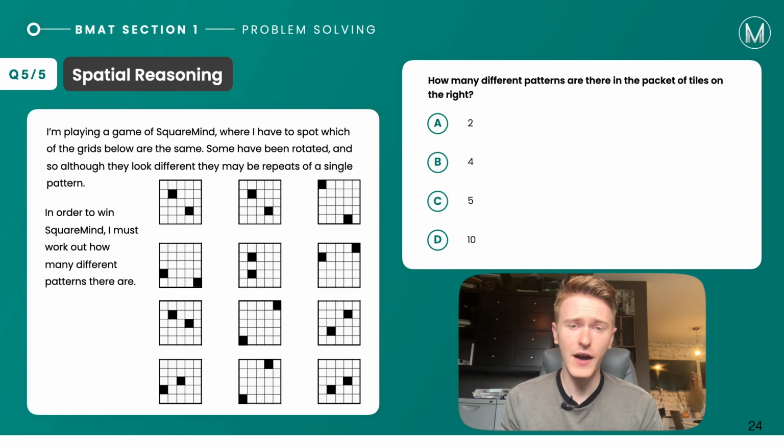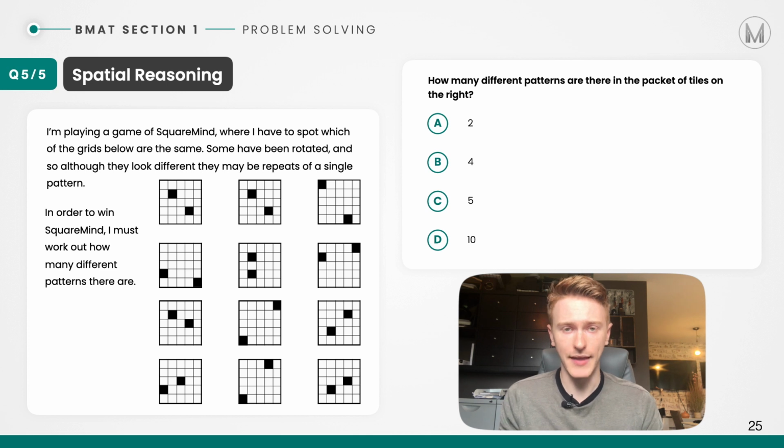Okay, let's move on to our final question of today. Pause the video now and have a go at this question. Okay, let's go through this together. So remembering our rule about the 3 R's, repeats, rotations, and reflections, this question is all about rotations. Now, remember that we're looking for distinct patterns. How many distinct patterns are there?